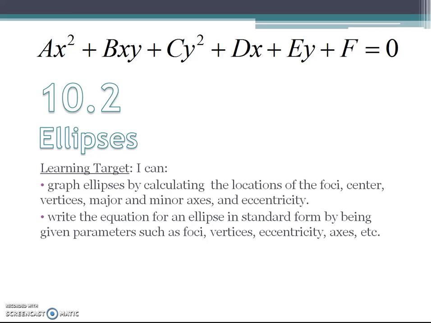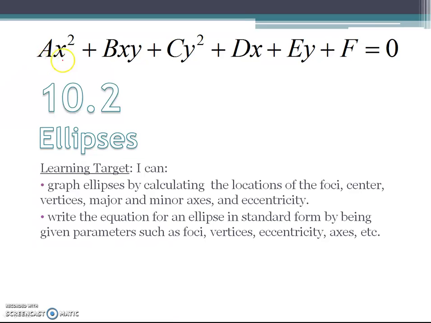All right, in this video we're going to talk a little bit about the second type of conic sections, and that is, in this case, ellipses. So we'll talk about the definition of an ellipse and then the formula that generates the ellipse.